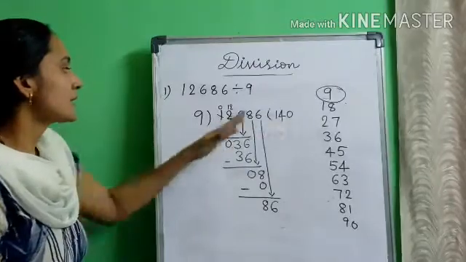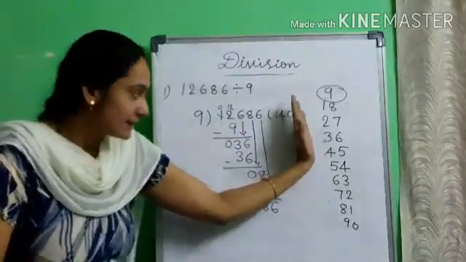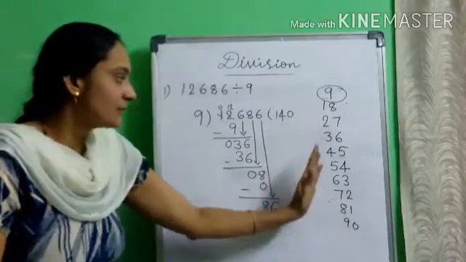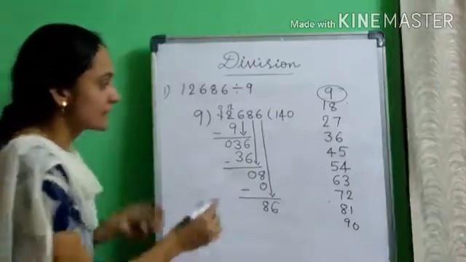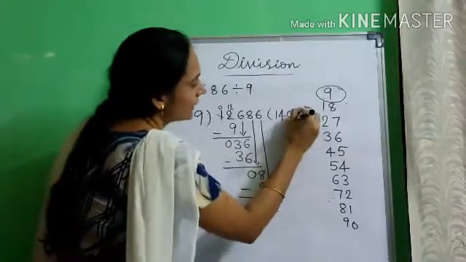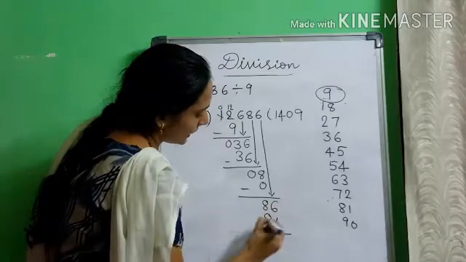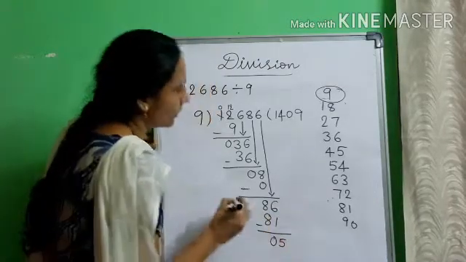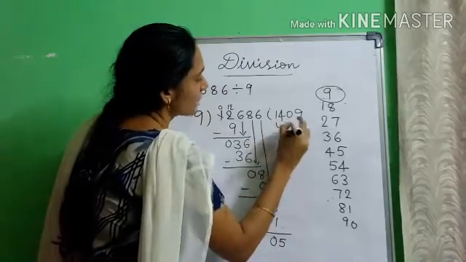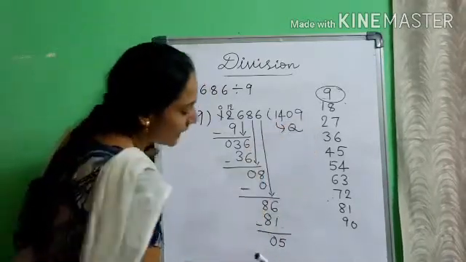Now check 86. Check the number which is near to 86 or less than 86. 9 nines are 81. Minus: 6 minus 1, 5. 8 minus 8, 0. Here what is the quotient? Quotient is 1409. What is the remainder?